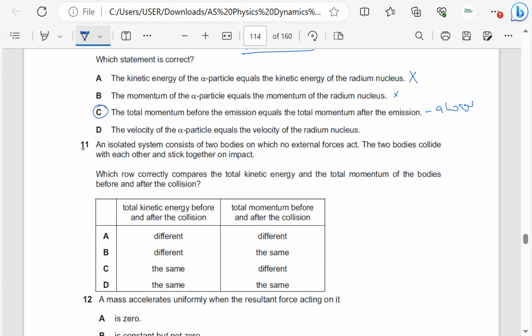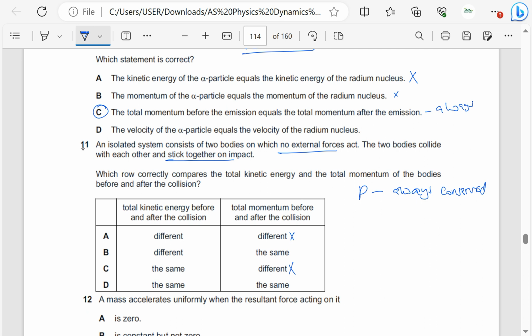An isolated system consists of two bodies on which no external forces act. The two bodies collide with each other and stick together, so they move with a common velocity. Which law correctly compares the total kinetic energy and total momentum of the bodies before and after collision? So P, total momentum, is always conserved. Momentum is always conserved, so let's check. Total momentum before and after collision should be the same.